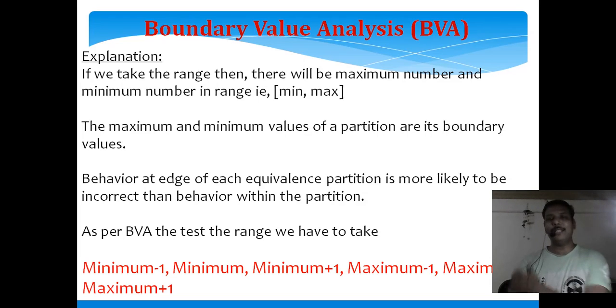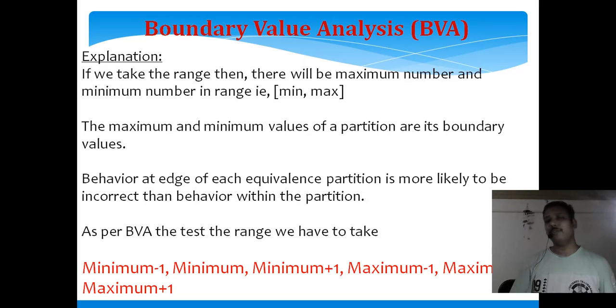Suppose there are three partitions: less than 18 is one partition, 18 to 60 is another partition, and above 60 is another partition. If you take any value above 60, like 70, the chance of getting an error is less. If I take a value nearer to the boundary, like 61, the chance of getting the error is more. On the other side, if I take 59, there is also a higher chance of getting the error.